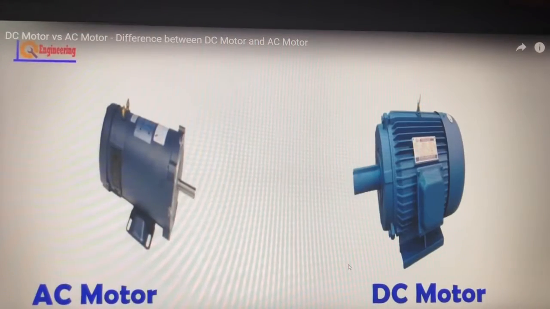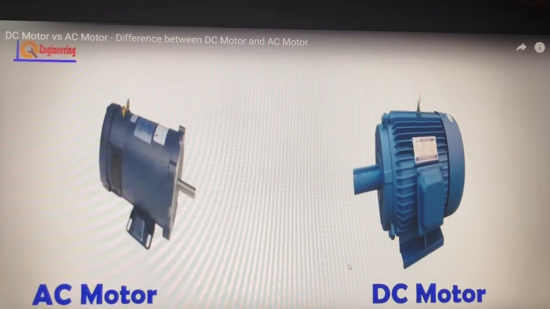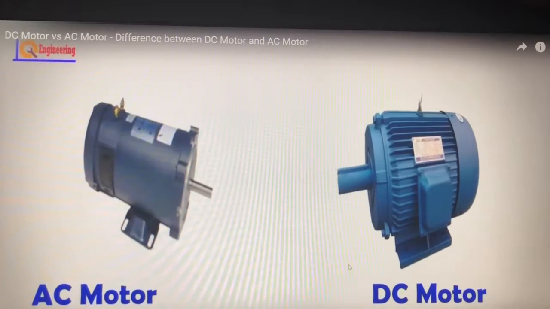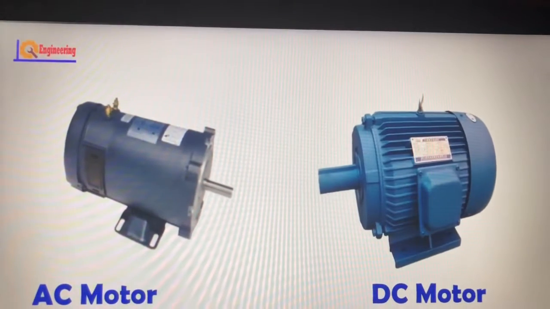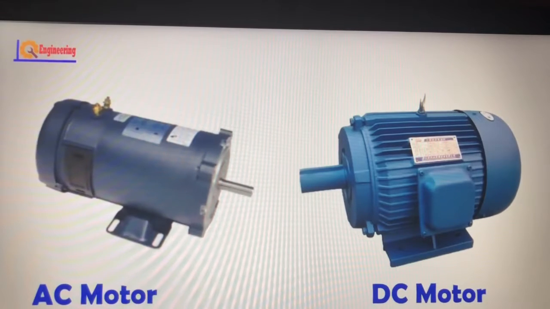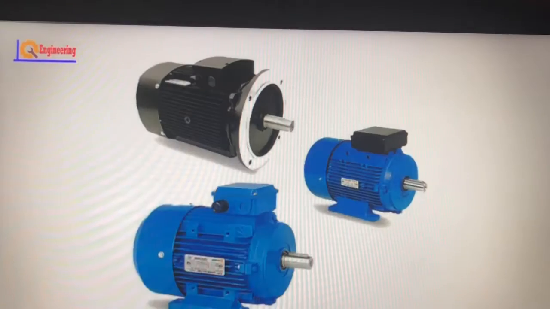Okay, for my part, I will do the difference between AC motors and DC motors. While both AC and DC motors serve the same function of converting electrical energy into mechanical energy, they are powered, constructed, and controlled differently.